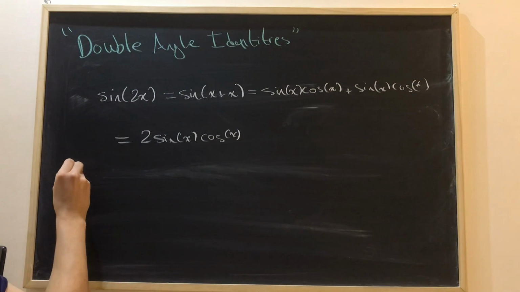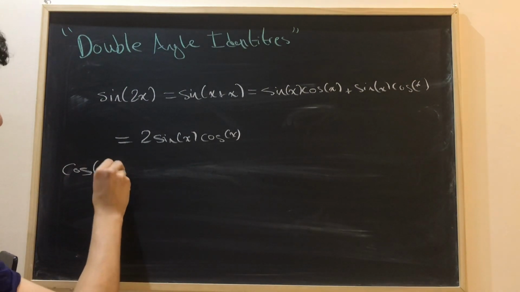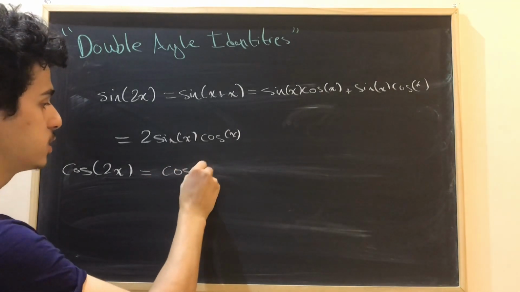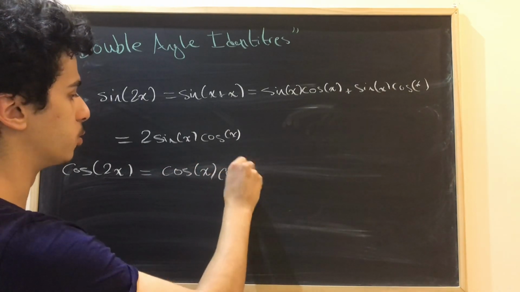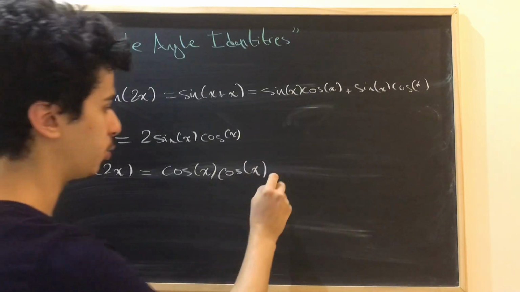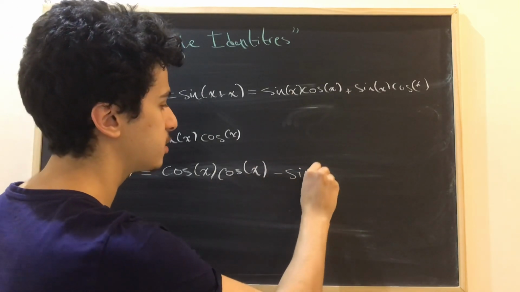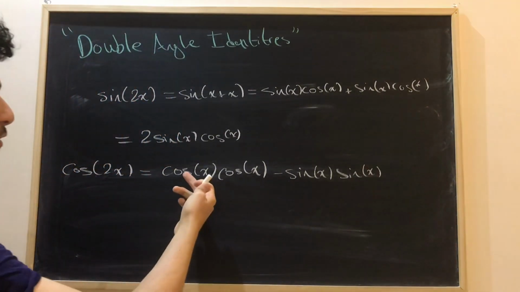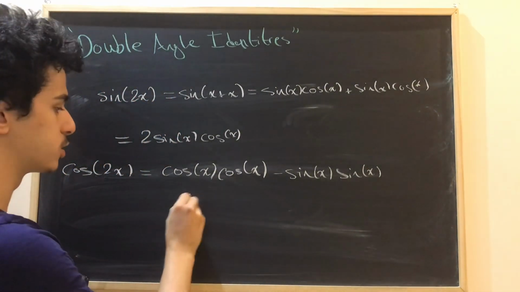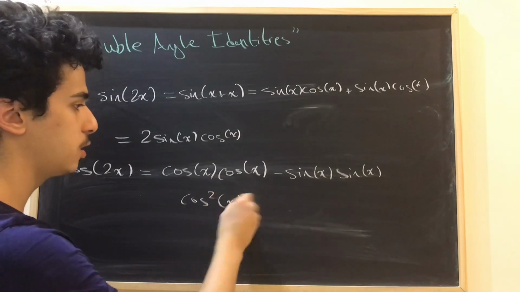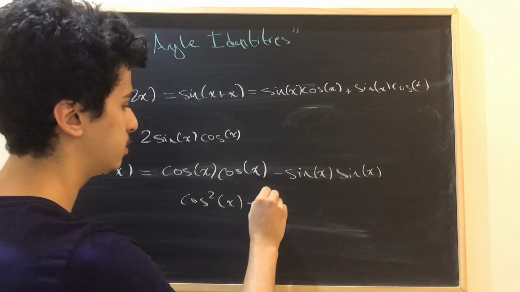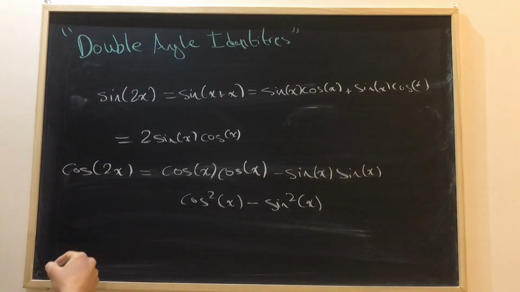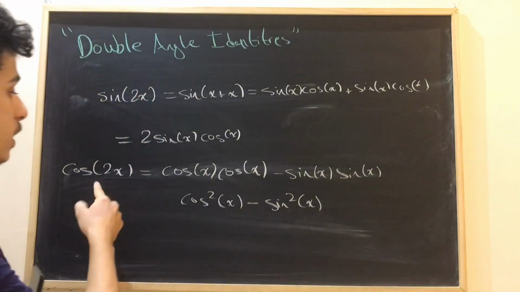Now let's go over cosine. The cosine of 2x, with a very similar strategy, can be written as cosine of x times the cosine of x, minus sine of x times sine of x. Okay, here we have cosine x times cosine x, that will be cosine square x. And here we'll have sine square x. And that is the first identity for cosine 2x.